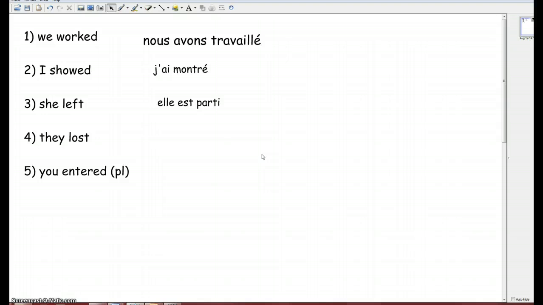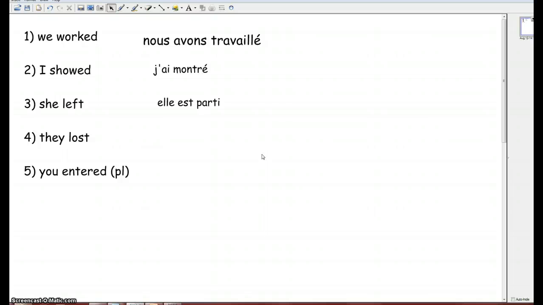Except it's not done, because there's one little stage left to remember if we used être as our auxiliary. If we used je suis, tu es, il est, elle est, nous sommes, vous êtes, ils sont, elles sont, any of those.